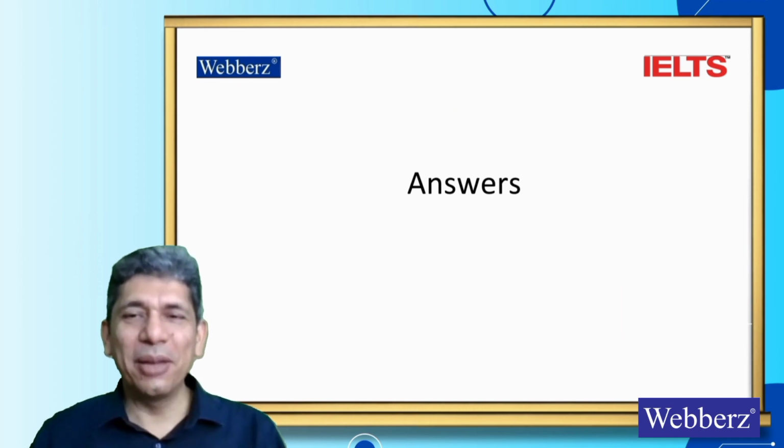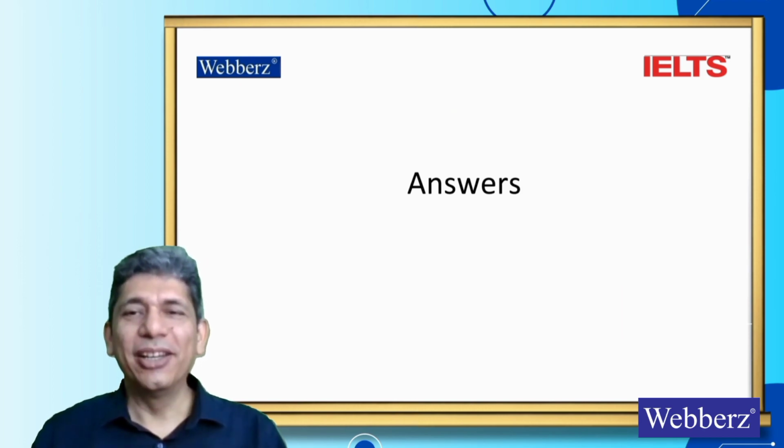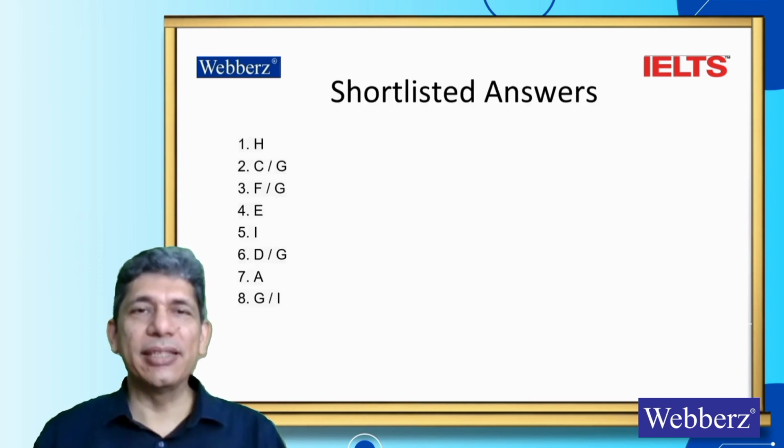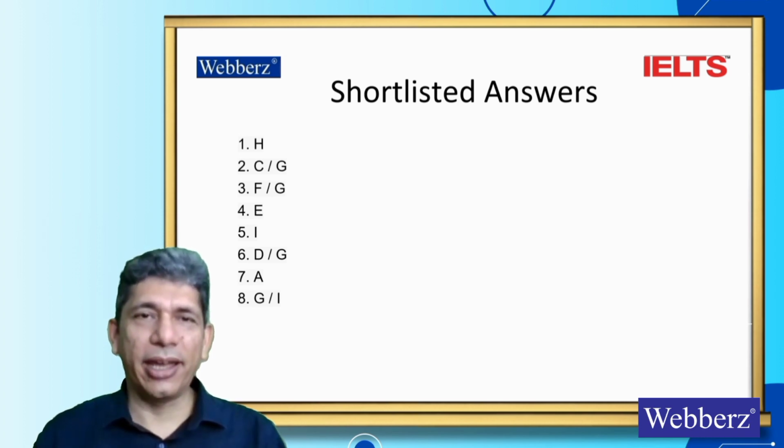Okay, so now comes the time to check your answers. So let us see, where do we land up? We have shortlisted these answers. First is H, second is C or G, third is F or G, fourth is E, fifth is I, sixth is D or G, seventh is A, eighth is G or I.